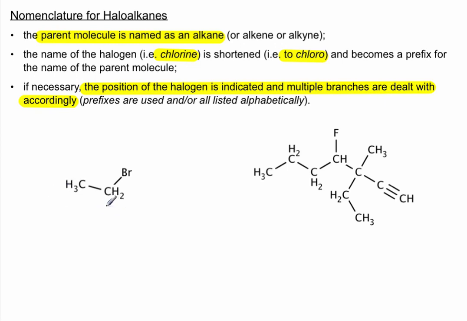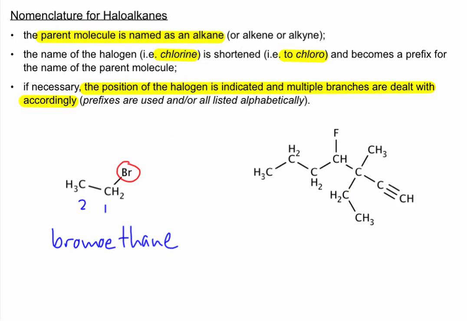So let's have a look at some haloalkanes. So here is my 2-carbon chain. We're going to number accordingly. 1, 2. So that's an ethane, and what I have attached to my ethane is this bromine branch. So that becomes a bromo. So I'm just going to call that bromoethane, and I don't need a number. I don't need the 1 for bromo, because if I move this bromo over here, this becomes carbon 1 and that becomes carbon 2. So I don't need the number in that instance.